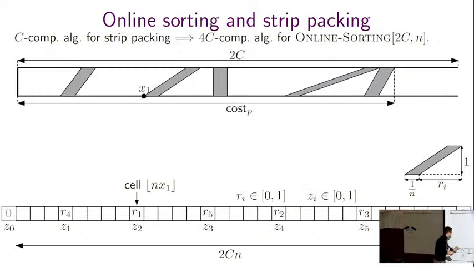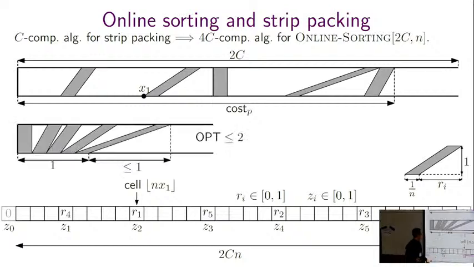We basically just assume that we have a packing algorithm, and then we use that packing algorithm to tell us where we should put our numbers we get for online sorting, and that implies that if we had a good algorithm for packing, we would get a good algorithm for sorting. But I don't have time to explain it.